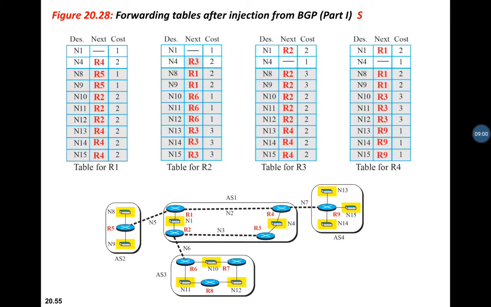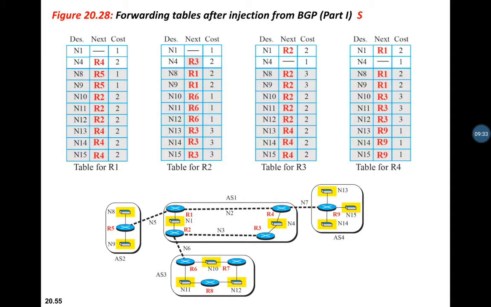R5 in AS2 defines R1 as the default router for all the networks other than N8 and N9. Similarly, for the router R9 in AS4, the default router is R4. In AS3, R6 sets its default router to be R2. R7 and R8 set their default router to be R6. This is about the default router.